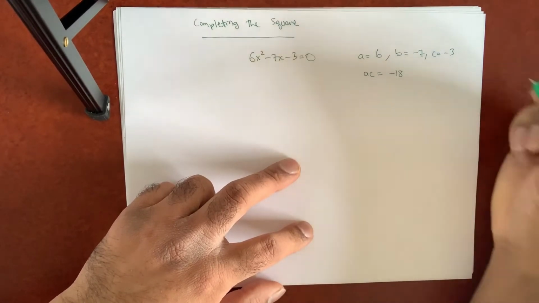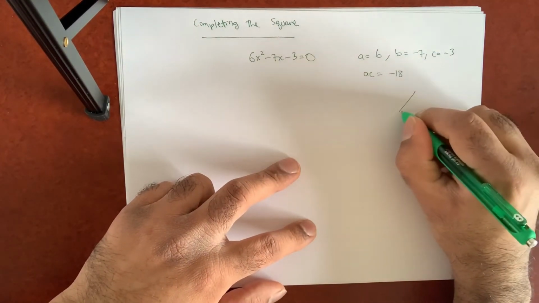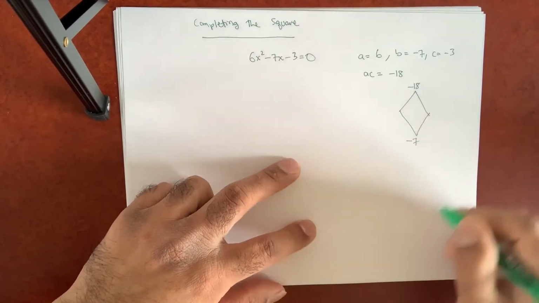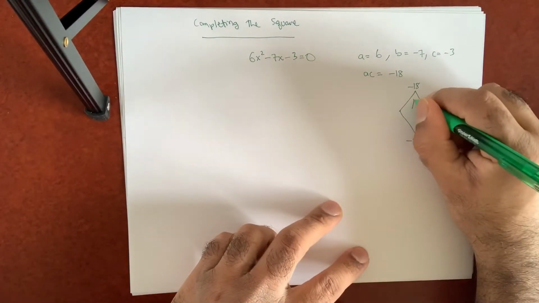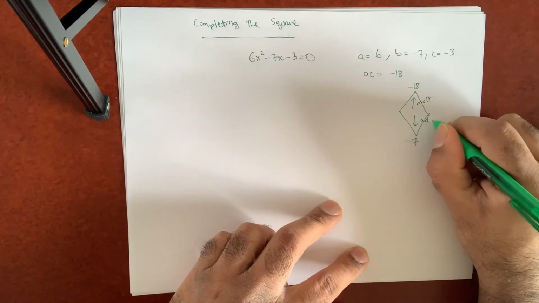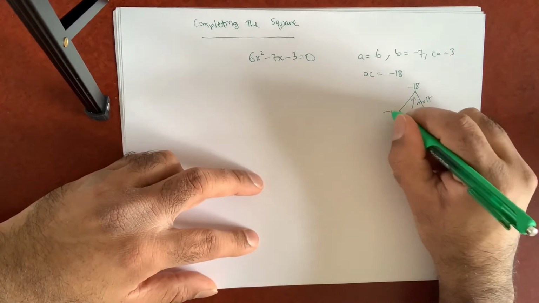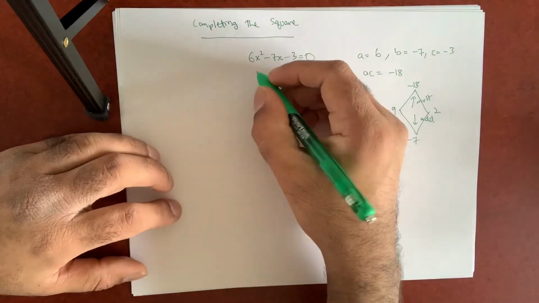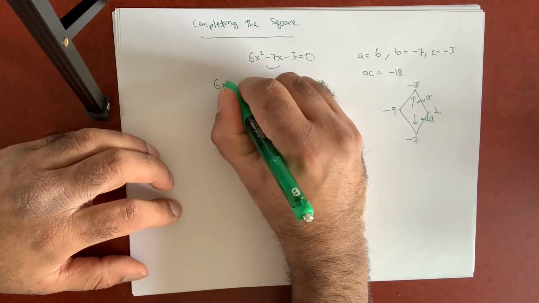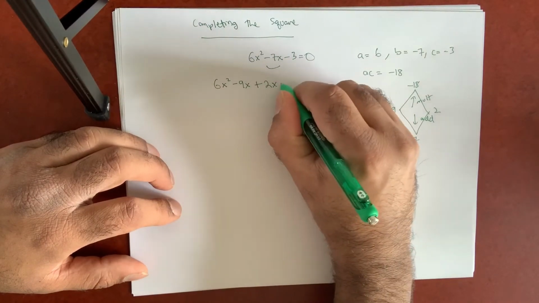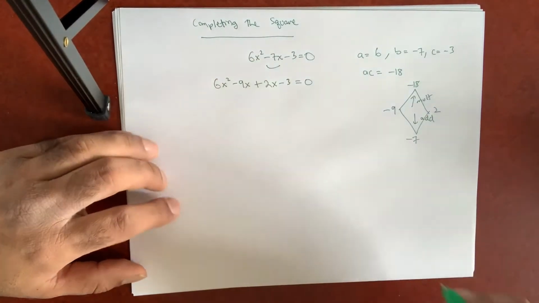So notice that A times C is negative 18. If we make our diamond shape here, we would want two numbers that multiply to negative 18 and that add up to negative 7. And if you think about it, negative 9 and 2 do the trick. Negative 9 times 2 is negative 18. Negative 9 plus 2 is negative 7. So we can rewrite this negative 7x as minus 9x plus 2x minus 3 being 0.